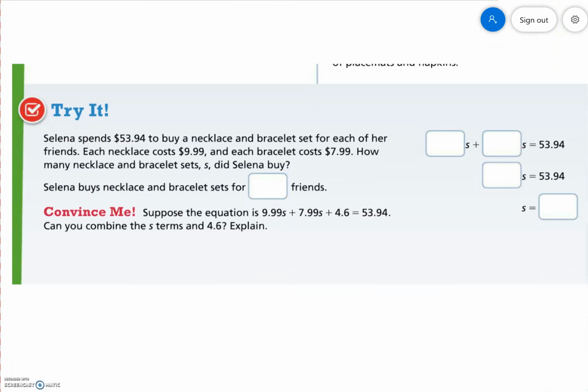Try it. Selena spends $53.94 to buy a necklace and bracelet set for each of her friends. Each necklace cost $9.99 and each bracelet cost $7.99. How many necklace and bracelet sets S did Selena buy? So it's very important that you know that she is going to buy the same number of bracelets and necklaces because she's going to buy for her friends. And to make it fair, she's got to buy everyone the same amount.